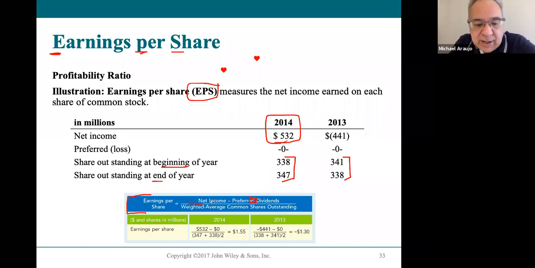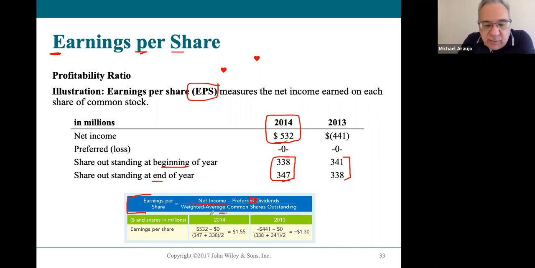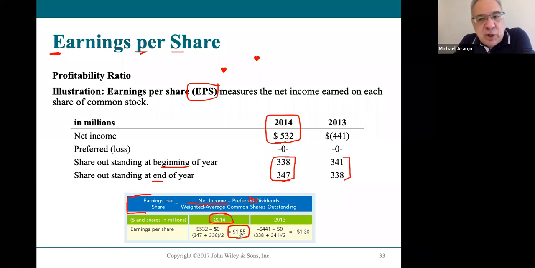So what we're really comparing is the net income, which is the profit, with the average of the shares that are here. Okay. And for 2014, when you take $532 million in profit and you divide it by, say, 342.5 million shares, each share would have earned $1.55 of the profit. And that's it. What we're looking for with earnings per share is trends over time. Is the company more and more profitable over time? Is your share of ownership more profitable over time? Earnings per share tells you that.